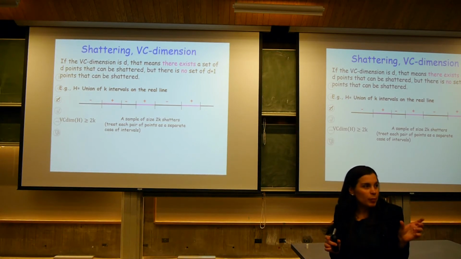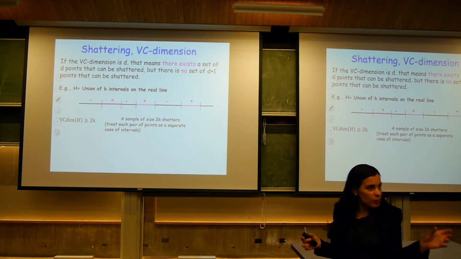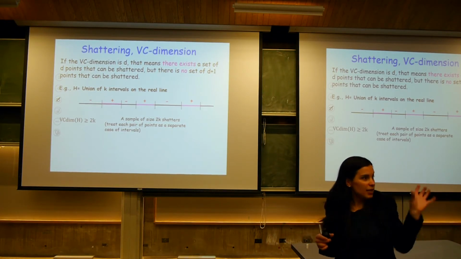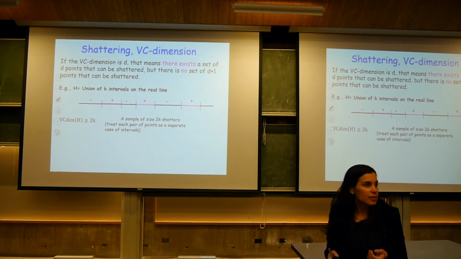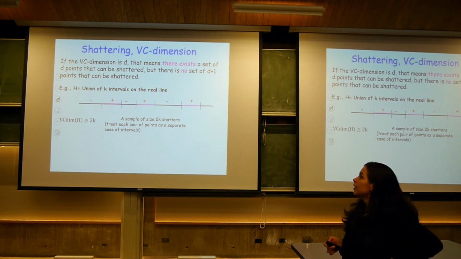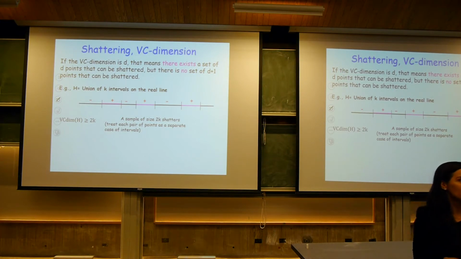For every single pair, we can use one interval, and we know that with one interval, we can label any 2 points in all 4 possible ways. So if I have 2k points on the real line, I can pair them up, use one interval for the first pair, another interval for the second pair, and so on. So I have k intervals for k pairs, and I'm going to be able to achieve all possible labelings. So it's via reduction to intervals. Okay, so I can shatter 2k points, but can I shatter 2k plus 1 points?